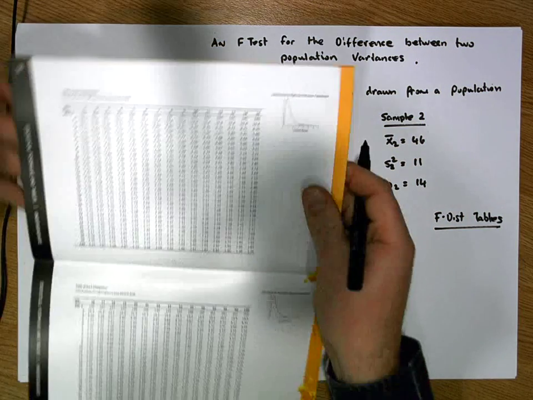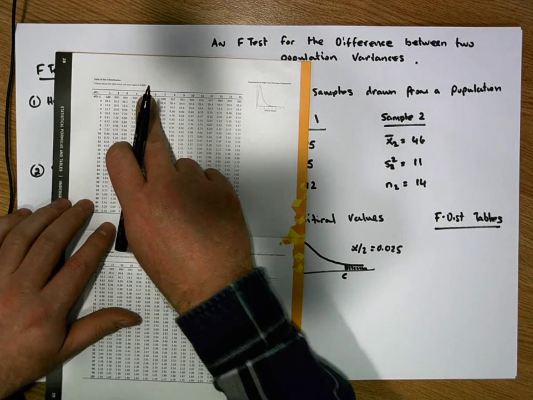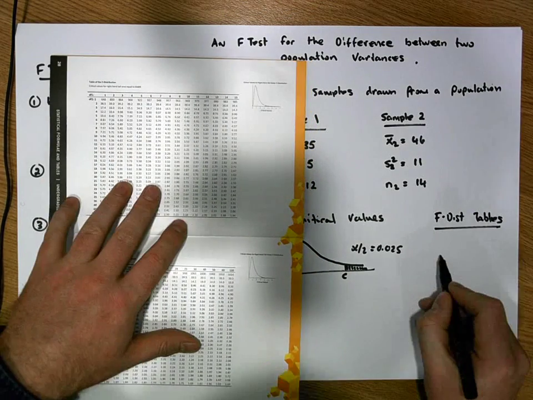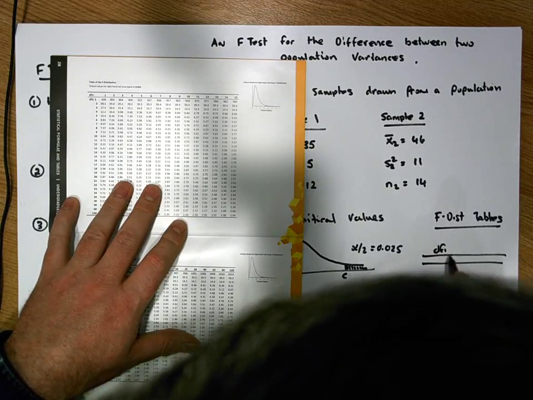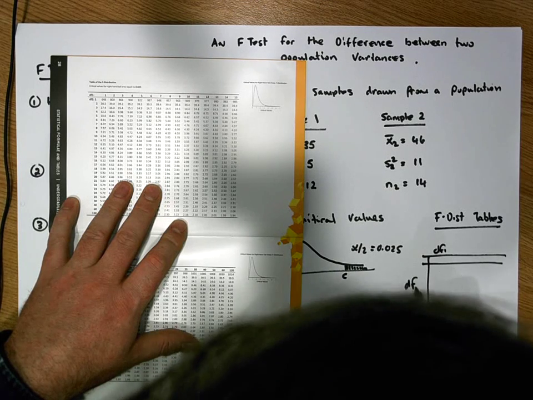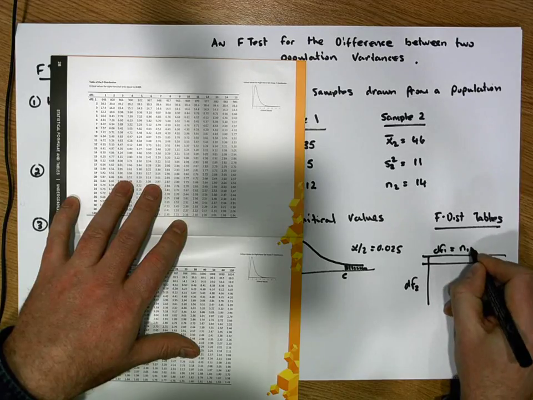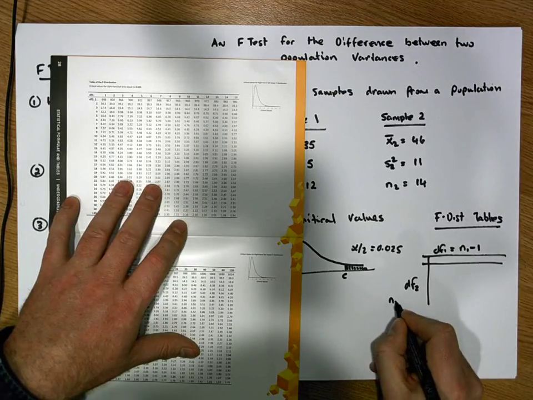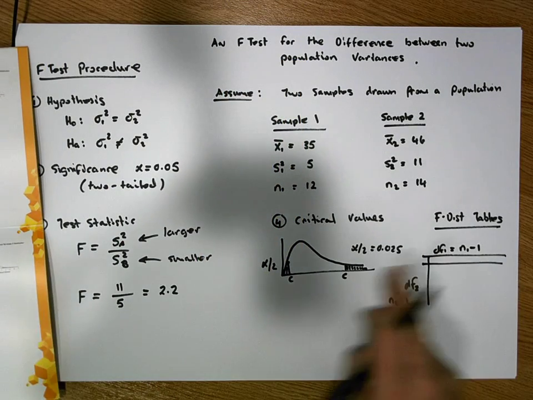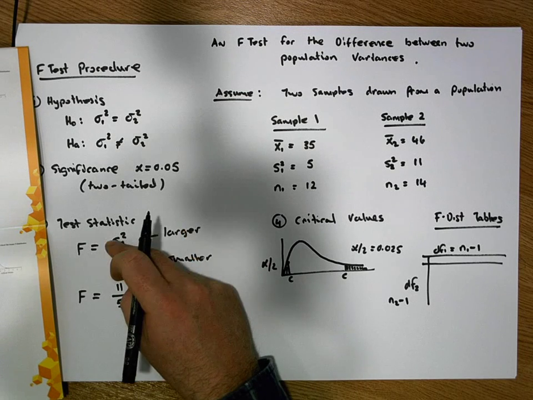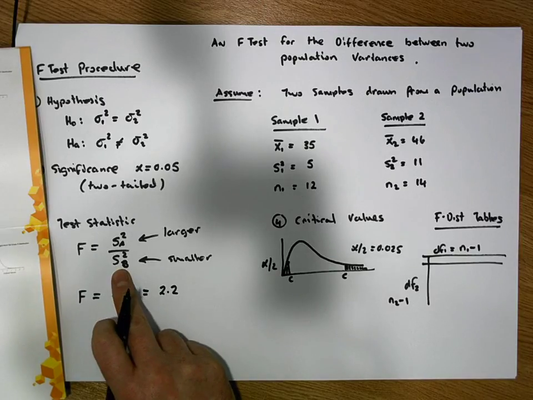If I go to the tables, we've got a number of F distribution tables here. I'm looking for the one that has 0.025 in the right tail. So the tables look something like this. We have degrees of freedom 1 across here, and degrees of freedom 2 down here. Degrees of freedom 1 is the sample size of the first sample minus 1. Degrees of freedom 2 is the sample size of the second sample, also minus 1. From our perspective, degrees of freedom 1 is always going to be the numerator. So what's on top in our F statistic goes along the top here, and what's on the bottom of our F statistic goes along here.